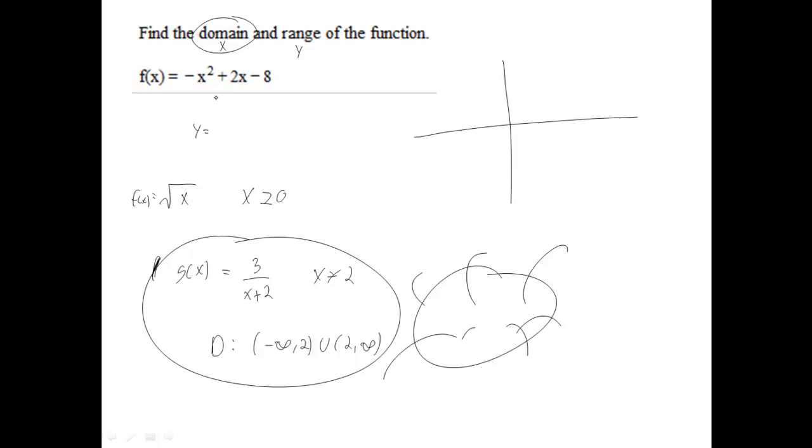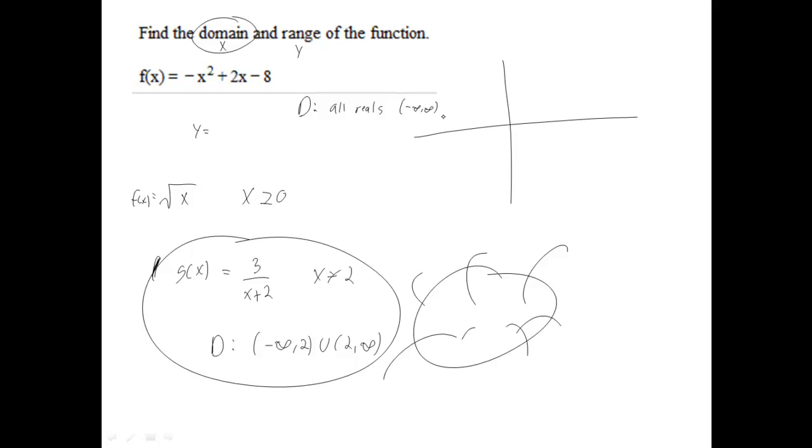Let's see. So this thing is going to have a domain of, well, it's not a square root function, so I don't have to worry about having some sort of negative square root in there. It doesn't have a denominator. So here our domain is actually easy. In general, any polynomial function, just a heads up, your domain is always going to be all reals. Always, always, always. So here it's going to be from negative infinity to infinity if you want to write it in interval notation.